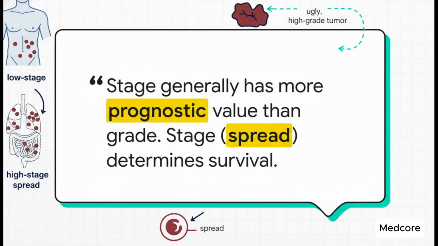And this brings us to the single most important clinical pearl of this entire talk. If you have to pick one thing that predicts a patient's outcome, it is always, always stage. So for example, a low-grade tumor, one where the cells look pretty normal, that has spread everywhere, giving it a high stage, has a much worse prognosis than a really ugly high-grade tumor that's still tiny and localized, giving it a low stage. Spread determines survival, period.